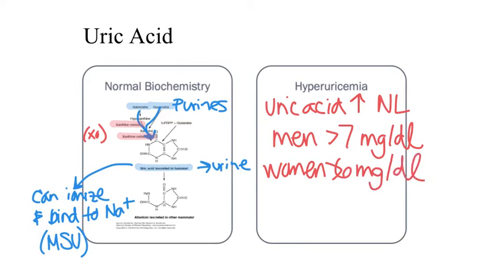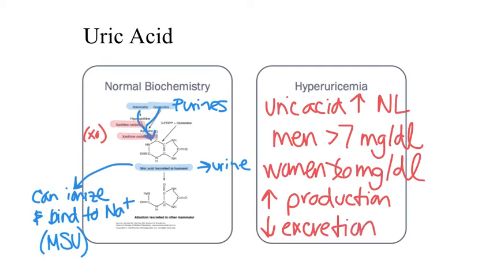There are a few things that can result in the development of hyperuricemia. You can either have overproduction of uric acid or under excretion of uric acid. Said another way, you can get too much uric acid because too much is made, or you can have too much because it is not removed fast enough from the body.